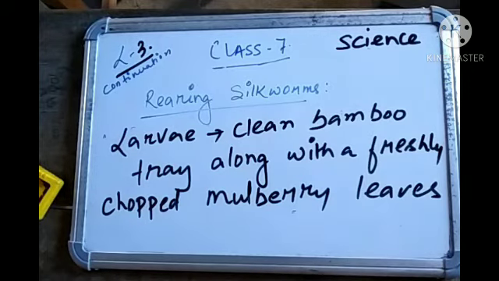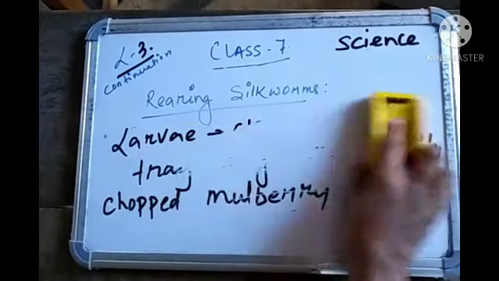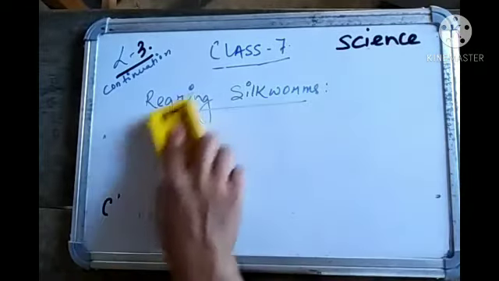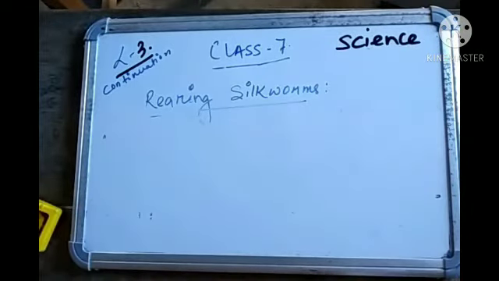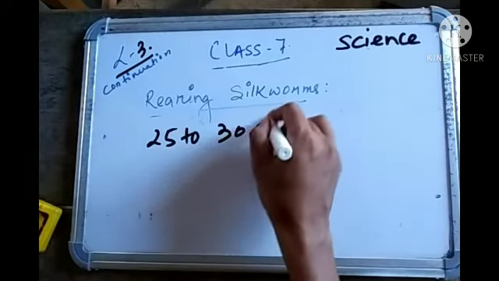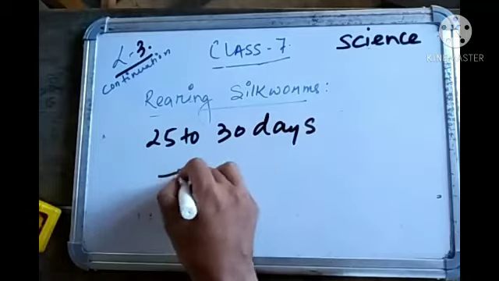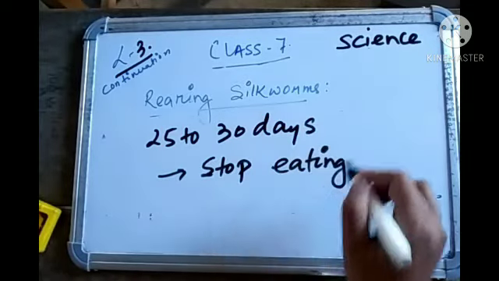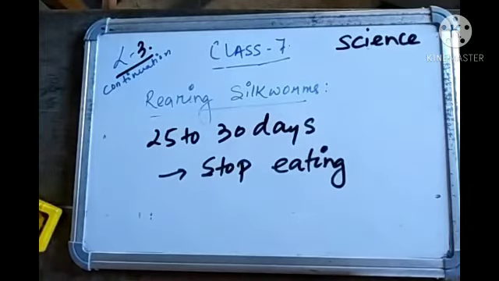When they grow in size, after 25 to 30 days, the caterpillars stop eating. They stop eating and move to a tiny chamber of bamboo in the tray to spin cocoons.